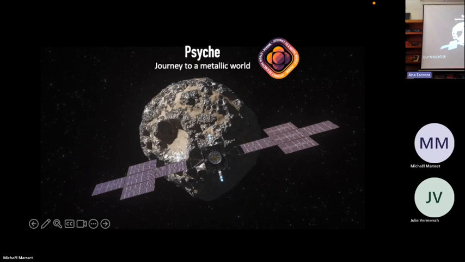And one of the specificities of this mission is that the probe is carrying a magnetometer, with the idea that if Psyche is the remnant of a protoplanetary core, we should be able to measure the remnant magnetic field from the core dynamo. Okay.